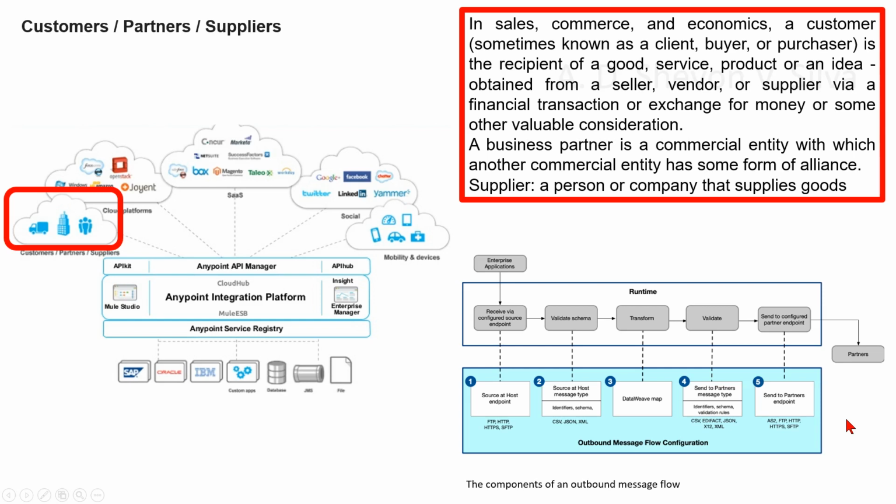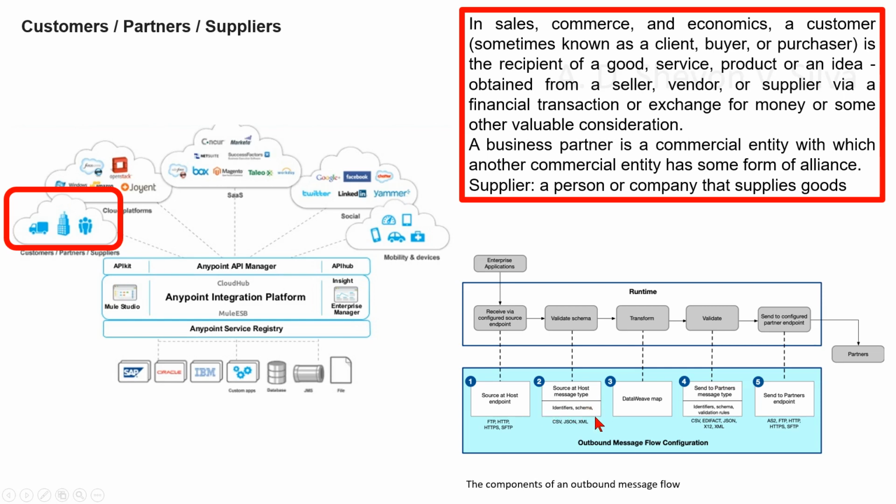Here you can see the components of an outbound message flow. An outbound message flow receives the application messages from the backend, transforms the message to the format your partner supports, and then forwards the message to a partner. The following diagram shows the components of an outbound message flow. One, here the receiving endpoint where the host receives the transmission from the backend: FTP, HTTP, HTTPS, SFTP.